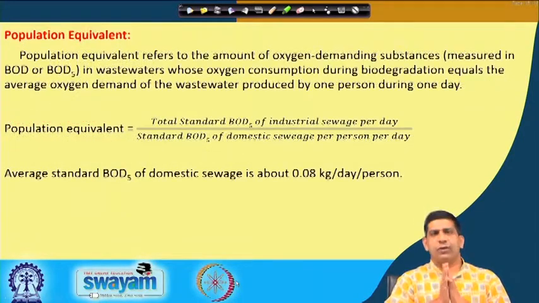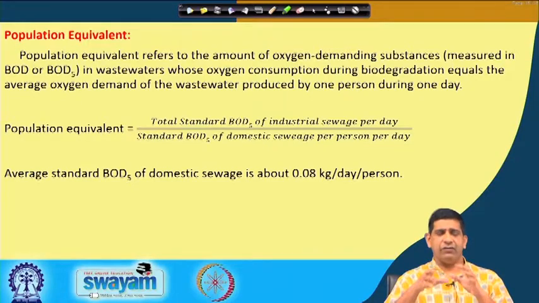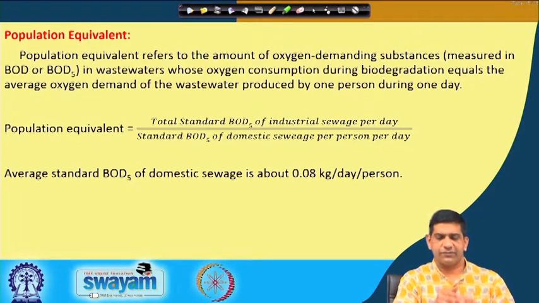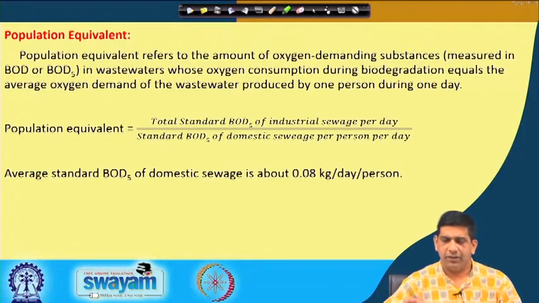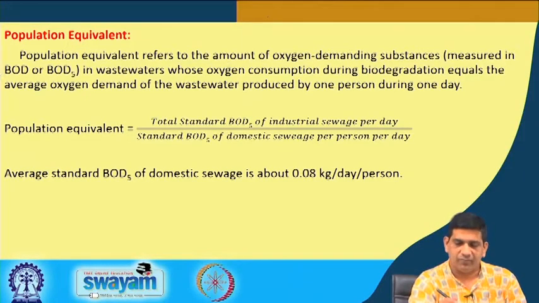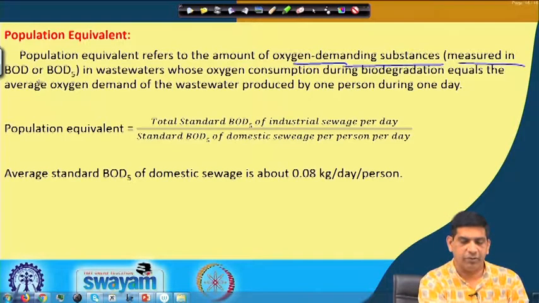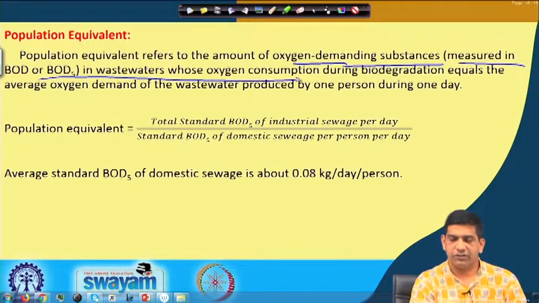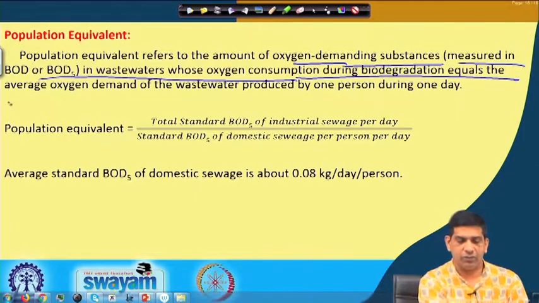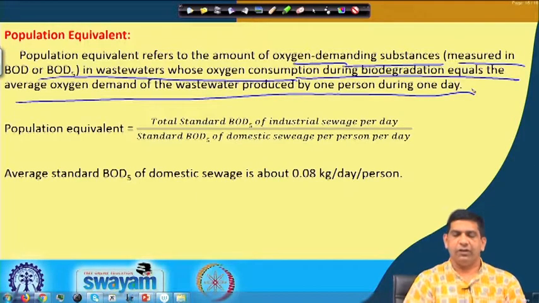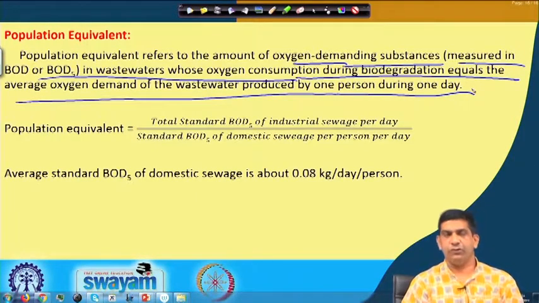Once you have this BOD number and this dilution number, you look at the K values as a function of temperature and different loading. There is also another concept known as the population equivalent. This population equivalent refers to the amount of oxygen demanding substance, measured in BOD or BOD5 in wastewater, whose oxygen consumption during biodegradation equals the average oxygen demand of the wastewater produced by one person during one day.